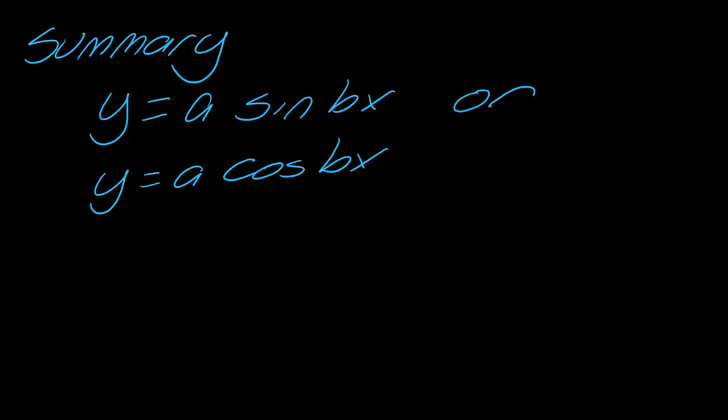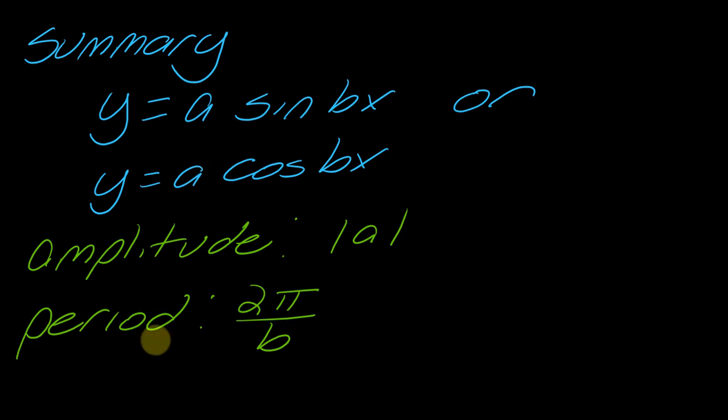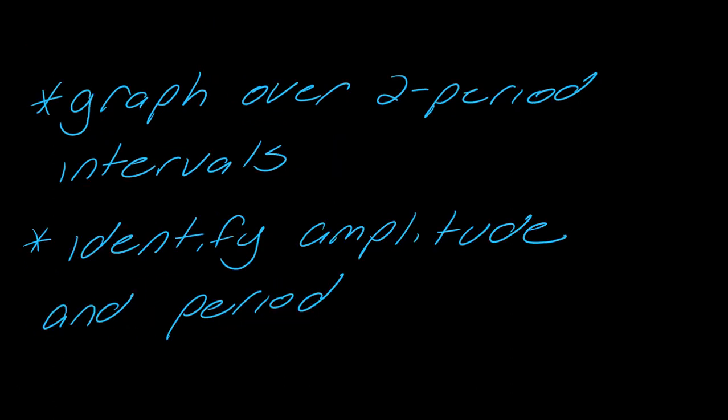So I want to just summarize what we've learned so far before we start graphing. I can have either a times sine of bx or a times cosine of bx. In this case, the amplitude is found by taking the absolute value of whatever our a is. And then the period is found by taking 2 pi divided by b. So in the next few examples, we're going to graph over 2 period intervals, and then we want to identify the amplitude and period. And I'm going to break down everything about this process for you.